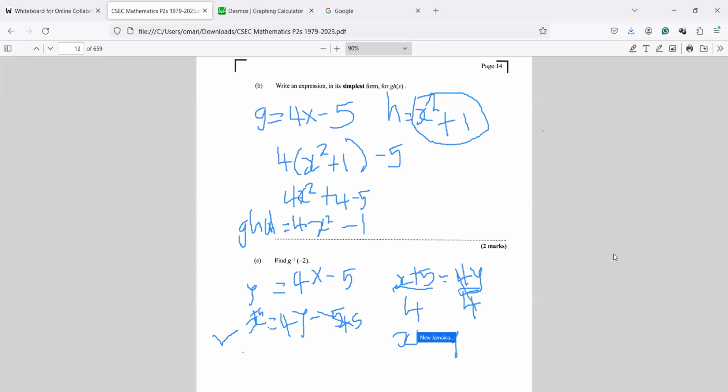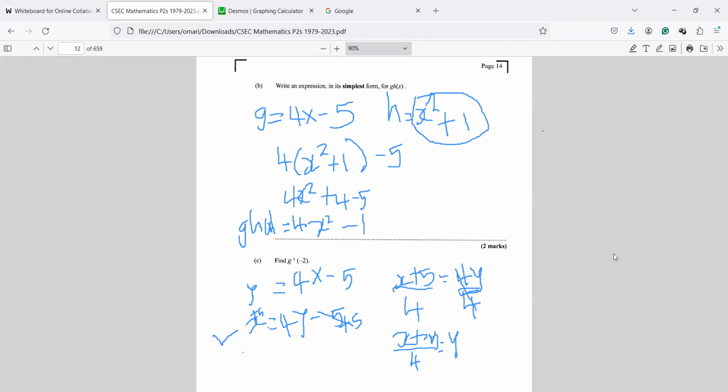So yes, Borrell, you were correct. X plus 5 over 4. And if you want to, you can change back from saying y, and you can put g inverse of x. So that's the first step in answering this question.